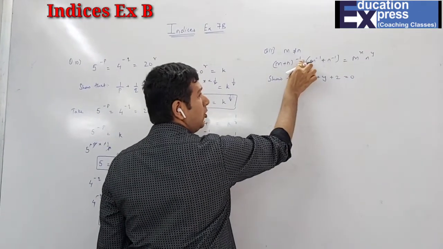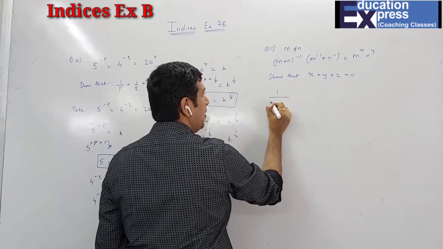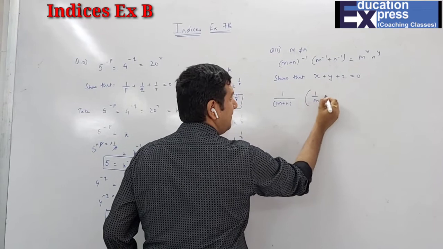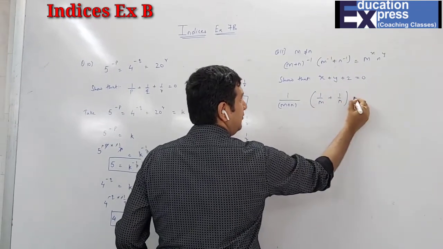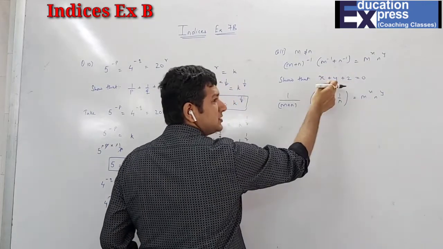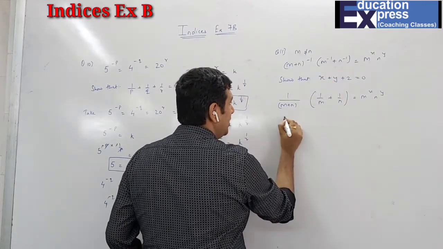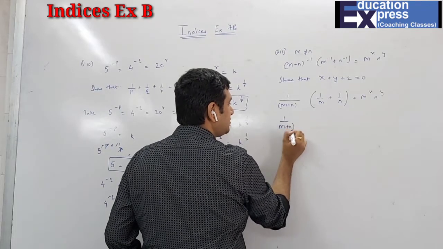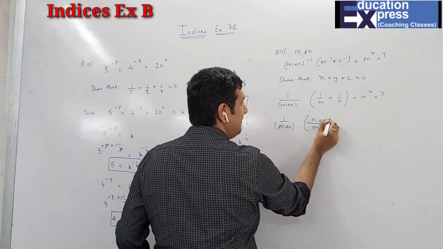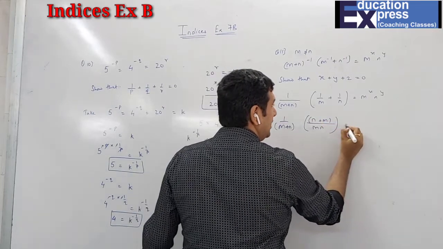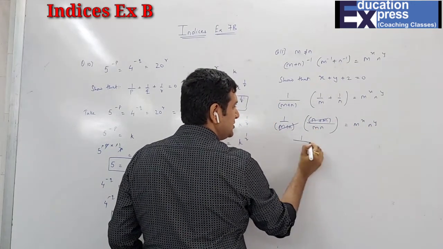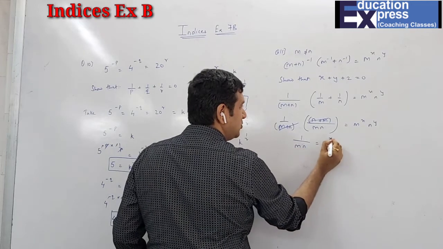M plus n the whole raised to minus 1, that means 1 upon m plus n. And here it's only 1 upon m plus 1 upon n equals to m raised to x, n raised to y. Here I can write this because I want to prove this with this. I have to show this. So I just write it together only. Now here, if I take LCM inside the bracket, I get n plus m upon mn equals to m raised to x, n raised to y. So m plus n cut. What is left? 1 upon mn equals to m raised to x, n raised to y.